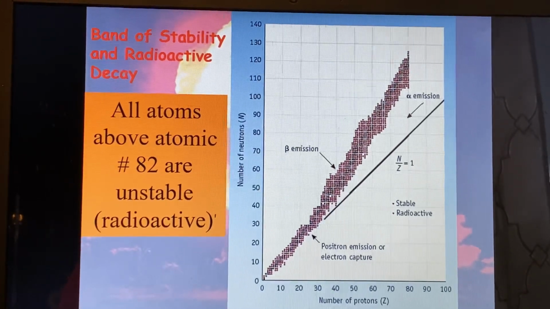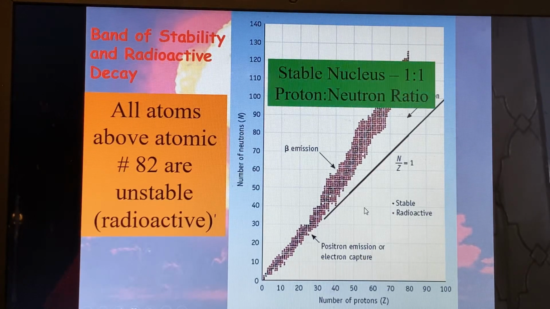But this just shows you that 1-to-1 line, and you can see down in the lower ends what can happen with that.